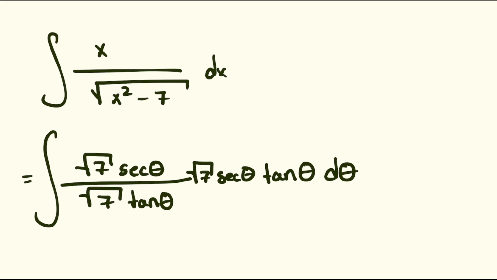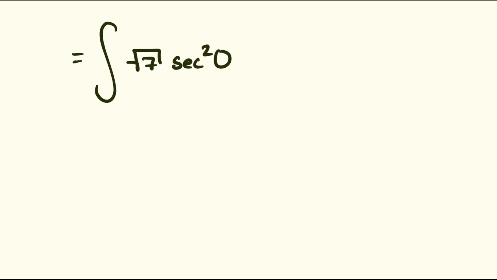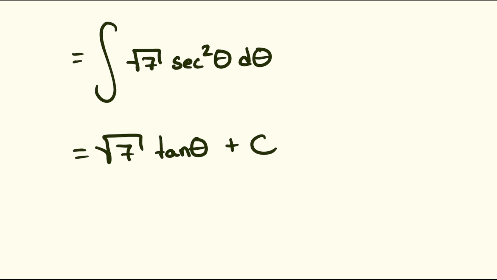We're going to cancel a bunch of stuff out. Two of our square root of 7s are going to cancel out, and our tangents are also going to cancel. So what survives is 1 copy of square root of 7, and 2 copies of secant of theta. So this is going to give us the integral of square root of 7 secant squared theta d theta. And we know how to integrate that. The antiderivative of secant squared theta is tangent of theta. And of course, because it's an indefinite integral, we'll tack on the plus c.